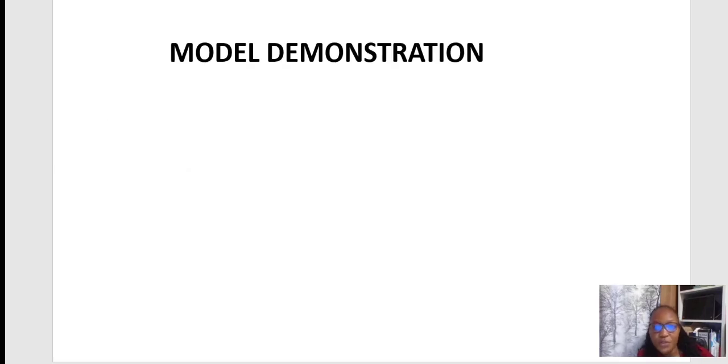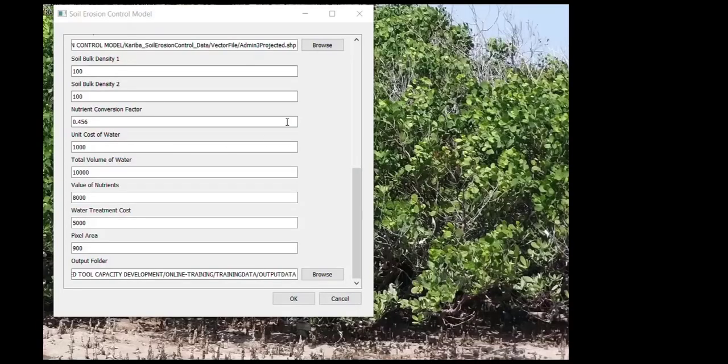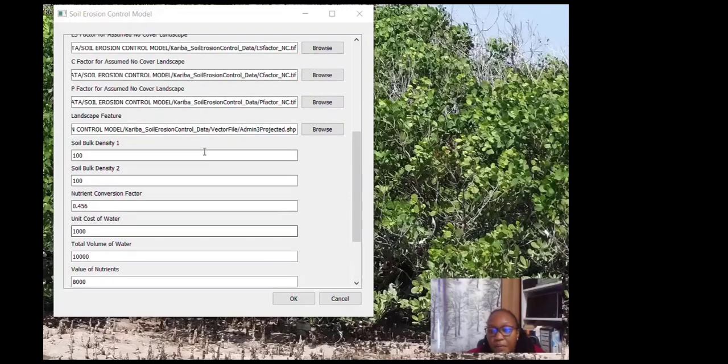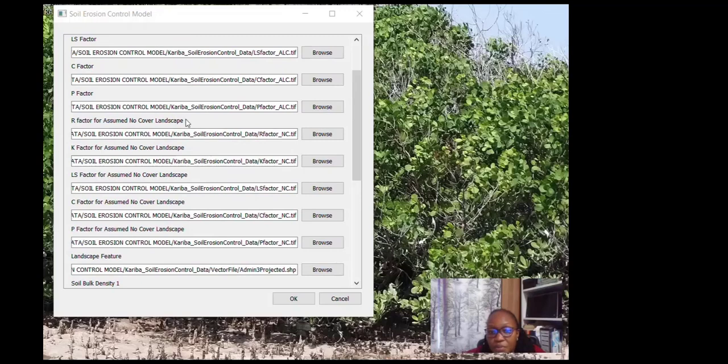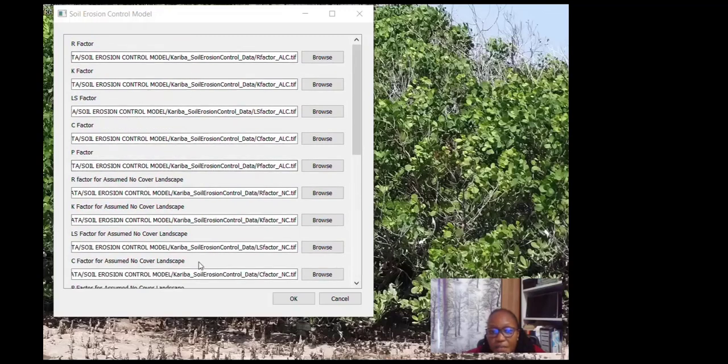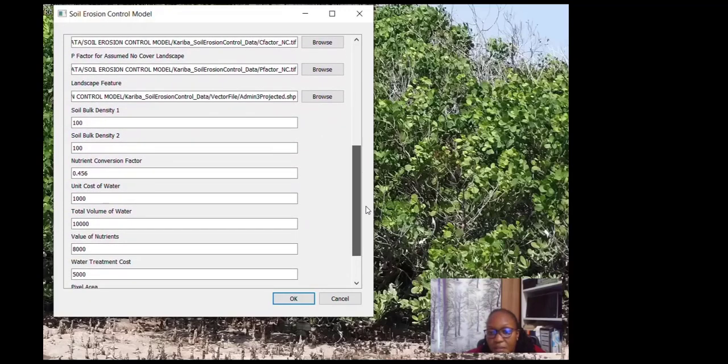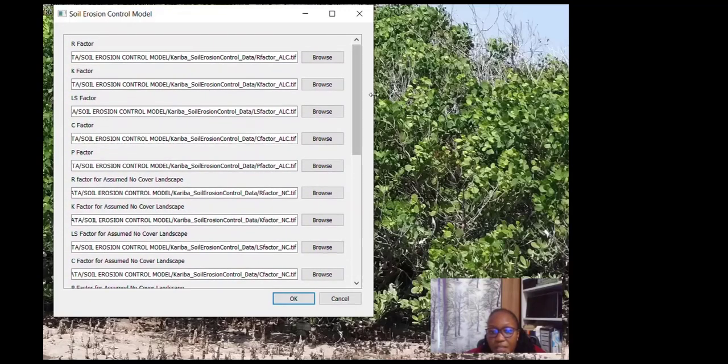We can now finally go to the model demonstration so that we can run this particular model and visualize our output. So this is how the soil erosion control model should look. When you scroll up, you can see all the factors that are required to be entered. I've preloaded them because it takes quite some time loading these data sets.